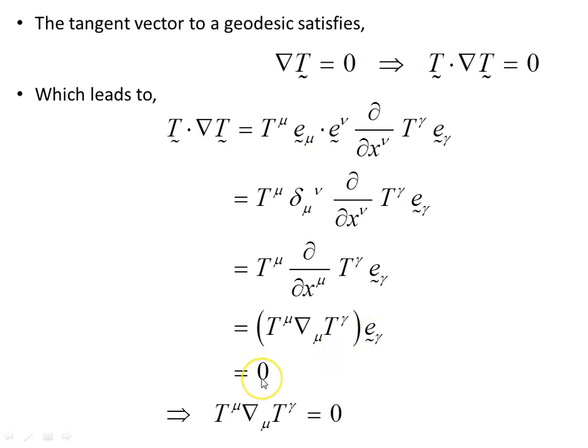And so for this to be 0, for the object to be parallel transported in the direction of the tangent vector, hence this scalar product of the tangent vector with the covariant derivative of the tangent vector, for that to be 0 means that the components must be 0. So this expression in here must be 0. And that's how we get the condition that geodesics satisfy: the covariant derivative of the tangent vector in the direction of the tangent vector is 0.